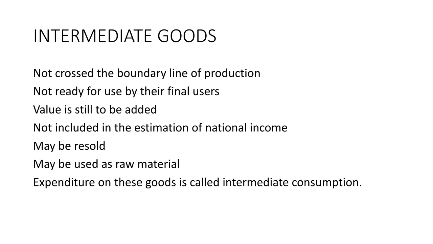Next is intermediate goods. Intermediate goods have not crossed the boundary line of production yet, and they are not ready for use by their final users. The value is still to be added in the intermediate goods. The value of these goods is not included in estimation of national income. They can be used for the purpose of resale or as raw material. Expenditure on these goods is called intermediate consumption.